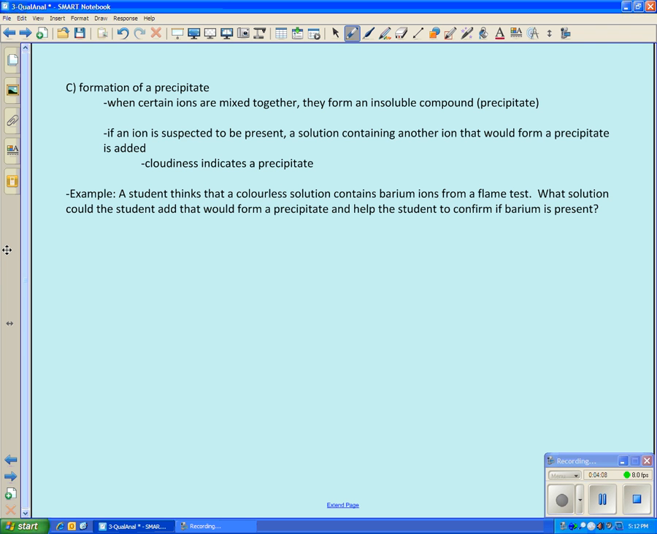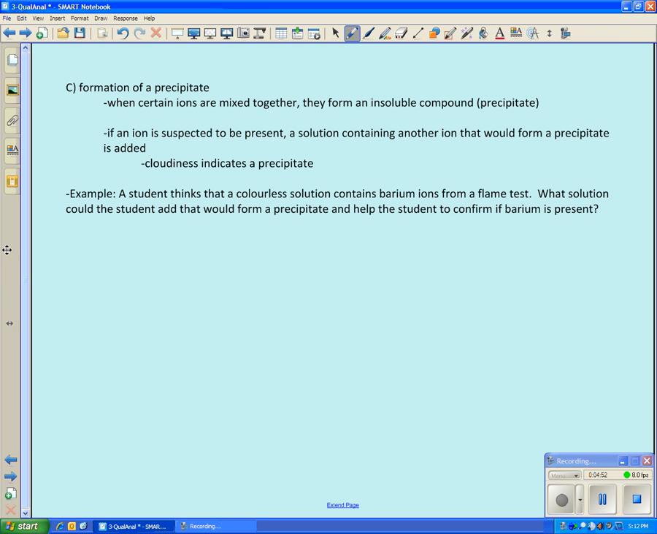So we're going to say that a student thinks that a colorless solution contains barium ions from a flame test. So again, from that flame test, if you look at your chart on page 6, barium would show a yellowish green color, and so would boron. So for whatever reason, the student thinks it contains barium. To help confirm this, they want to add a solution that will form a precipitate to help support what they suspect. So using your solubility table at the top of the page, you would want to find an anion across the top that would form a precipitate with barium. And you've actually got lots of choices.